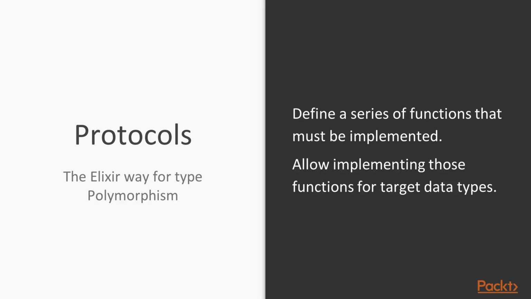In Elixir, type polymorphism can be achieved by means of using protocols. Protocols define a series of functions that must be implemented for the types we wish to have polymorphism on. Protocols can be implemented for all Elixir data types, not by changing the data type directly, but by using the protocol's ability to specify implementations for those data types.